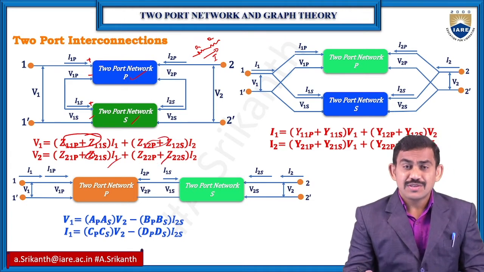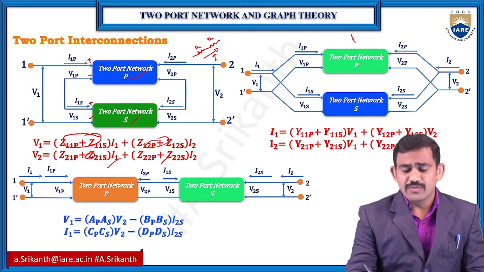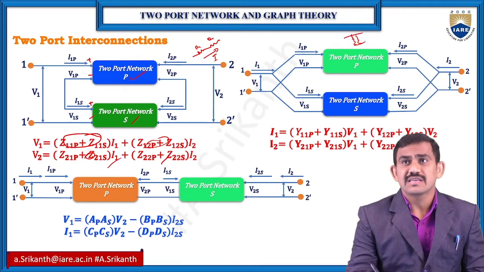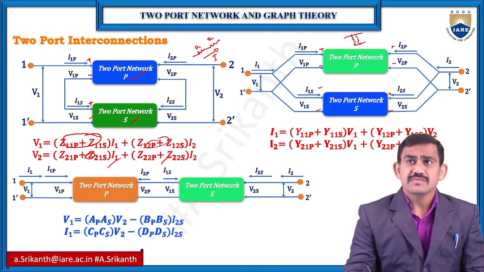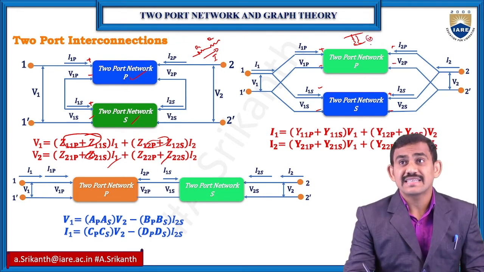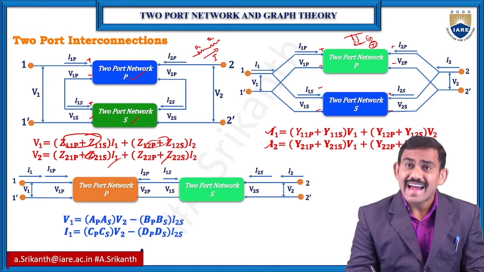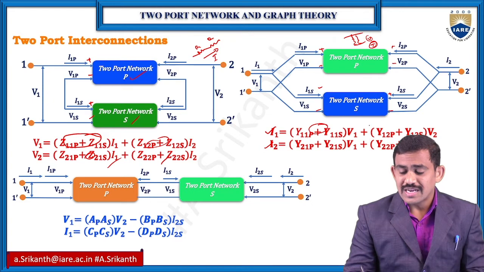And coming to Y parameters, when two are in parallel, see here, positive positive and negative negative. So both are in parallel. Parallel means voltage is same, current is different. So which currents are different here? I1, I2 are different. So we need to add the admittance values, both admittance values.